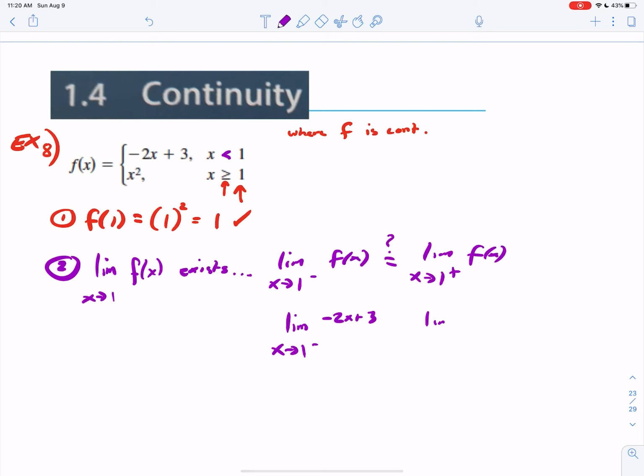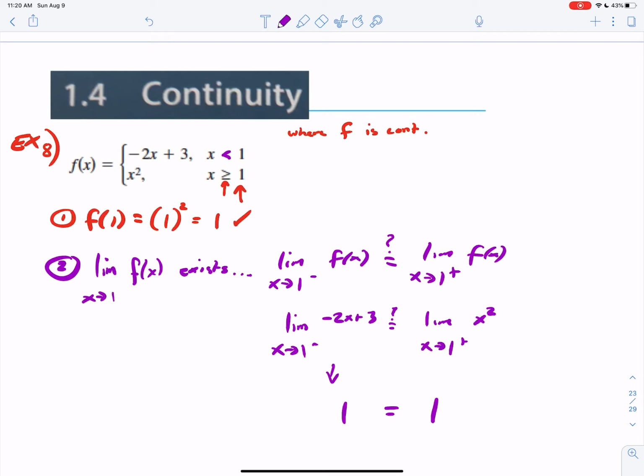Now, if you approach it from the right, you're thinking of numbers greater than 1, which would then be this x squared function, okay? Even though there's a left and right directional limit, you just directly substitute. If you plug in 1, you should get 1 over here. If you plug in 1 on the right side, you should get 1 as well. And look at that, they do equal.